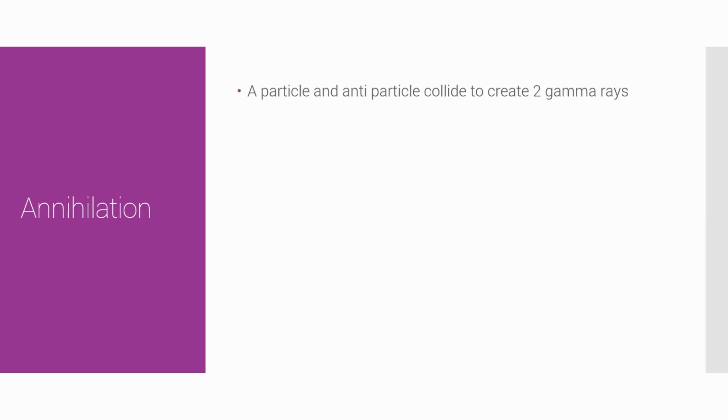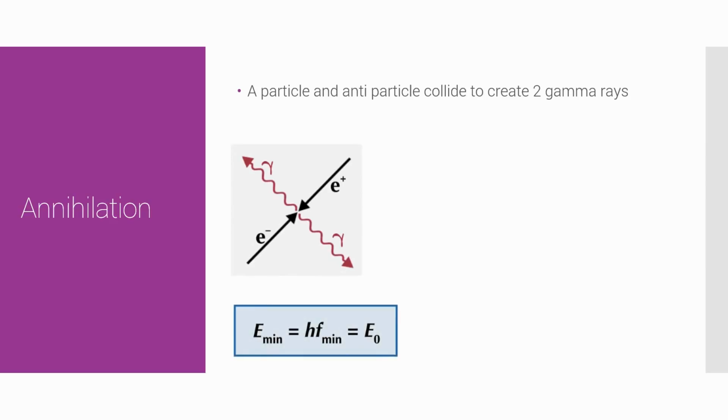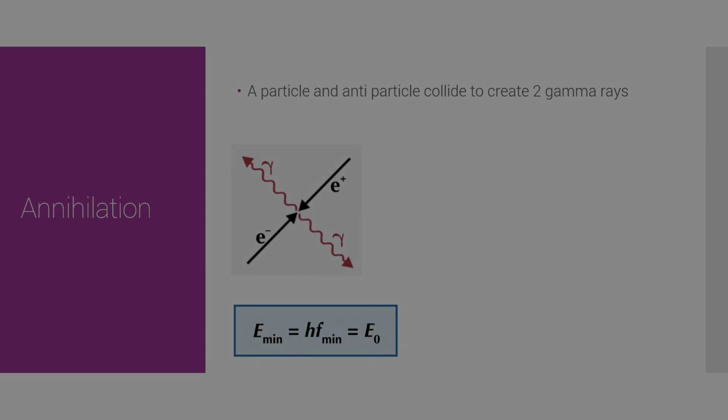But the key thing to remember here is that 2 photons are created as a result, okay? This is to conserve the energy and momentum, and the formula is pretty much the same, except it's just E0. Not 2 times E0, it's just E0.